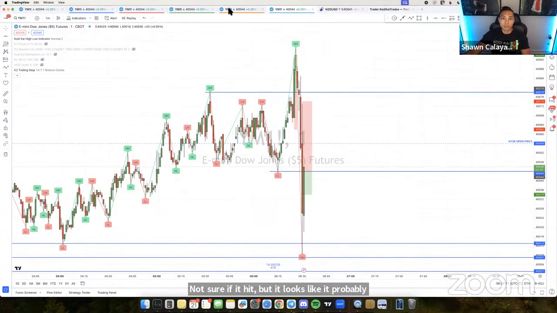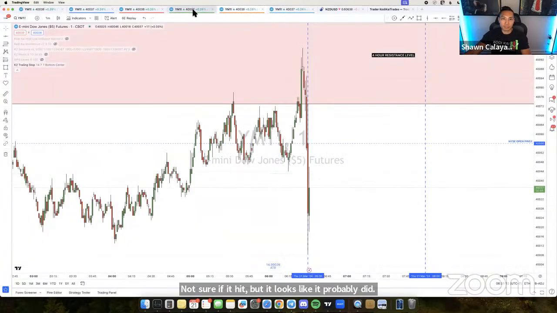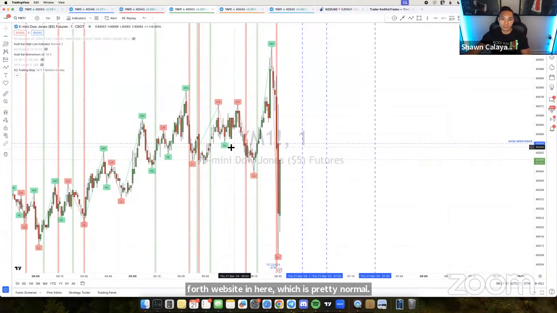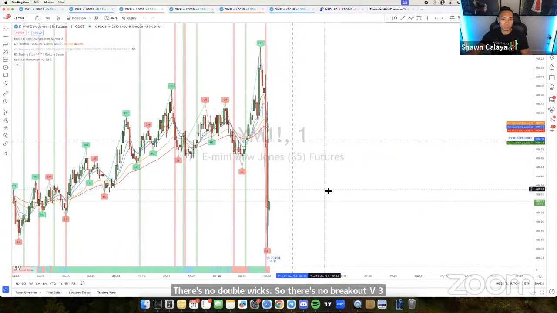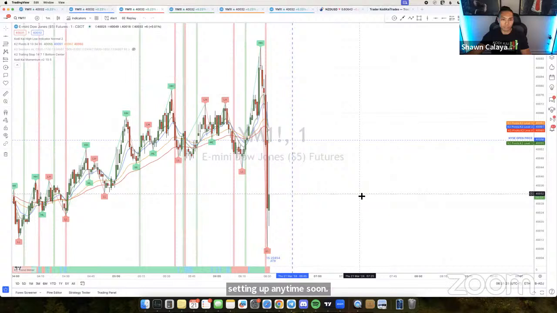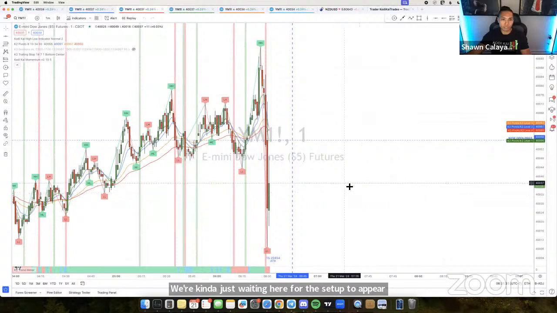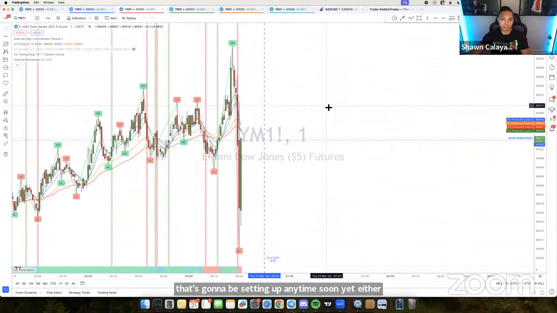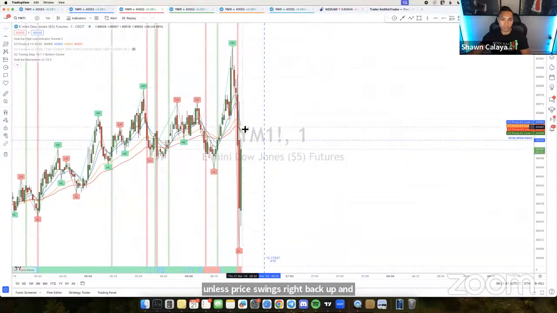Not quite. All right, so we're just getting a big back and forth whipsaw movement here, which is pretty normal, especially on a heavy news day like this. But again, there's nothing here to take. There's no double bodies, there's no double wicks, so there's no breakout V3 setting up anytime soon. We're kind of just waiting here for the setup to appear. Looking over here at the PRB chart, there's no confirmation of trend yet, so there's no PRB that's going to be setting up anytime soon either, unless price swings right back up. If it swings right back up, we'll go back into a bullish trend, and then it can possibly start setting up for a PRB.